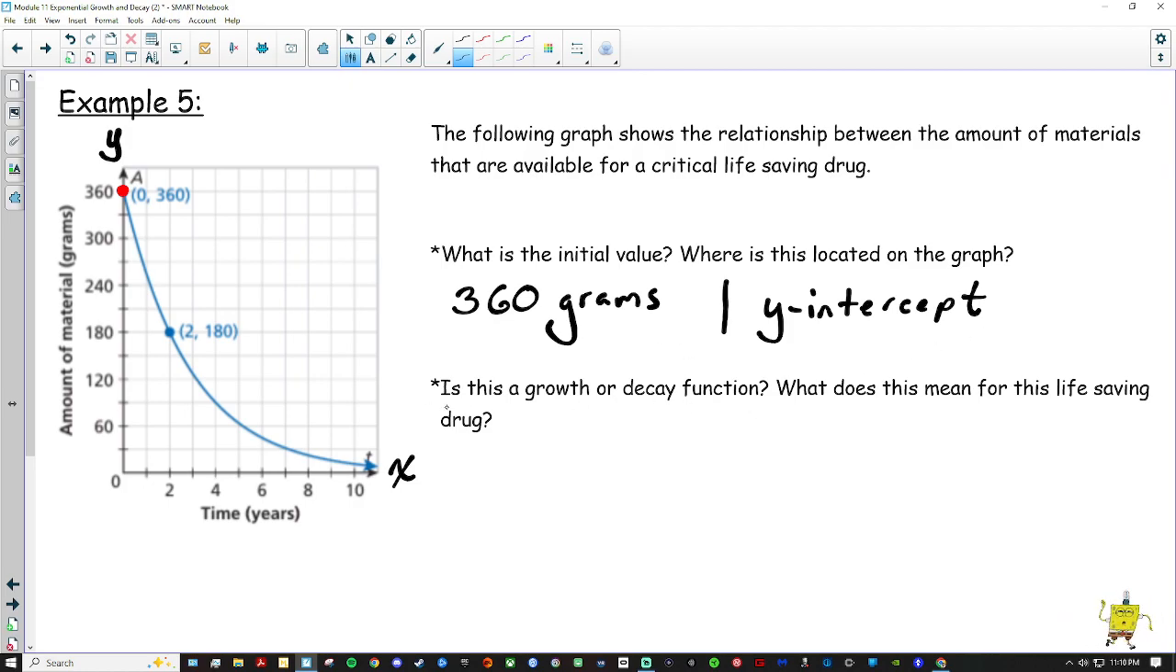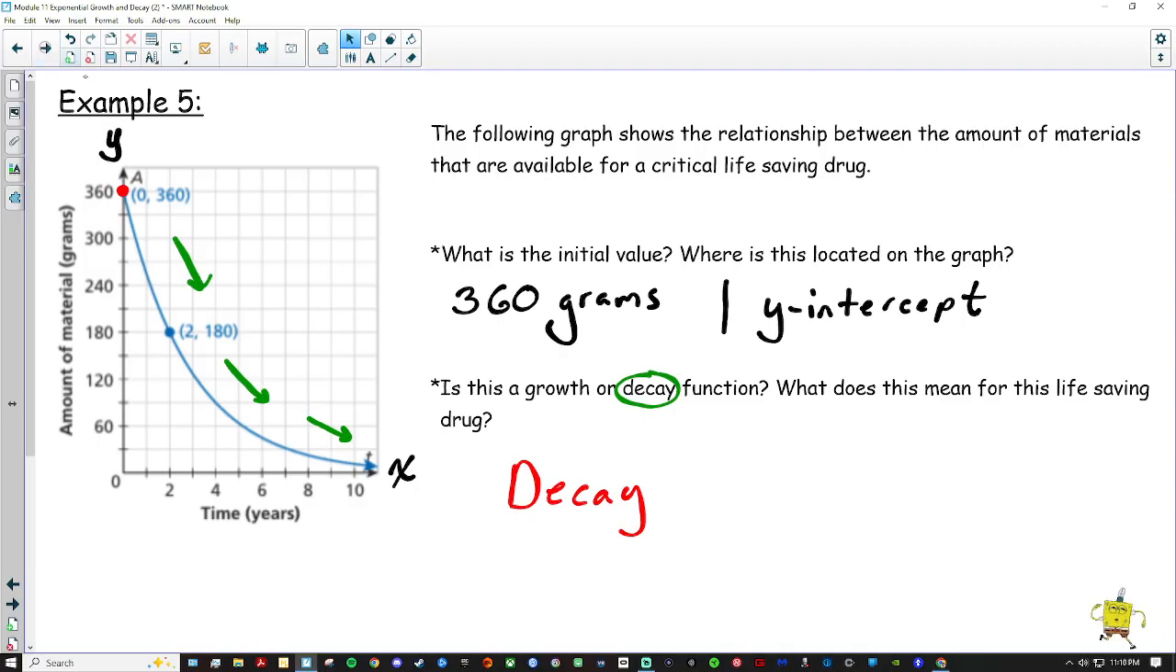Part 2. Is this a growth or decay function? Okay, this graph is going down over time. Since our graph is going down as time goes by, 0 years, 2 years, 4 years, 6 years, that means that this is a decay function. What does this mean for the life-saving drug? That means that as time goes on, the amount of material is also going down.